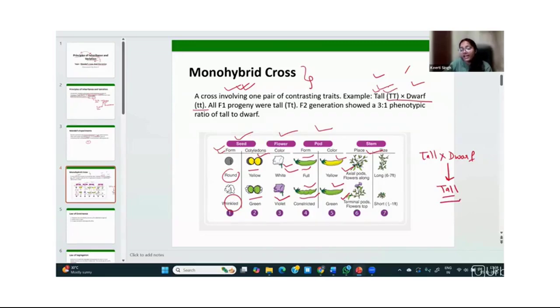What he did next, he crossed this tall plant. It means he self-fertilized the plants. Okay, the self-pollination has happened. And again, he has seen that these generations show a phenotypic ratio of 3:1. It means there were two types of plants seen: tall plant and dwarf plant.